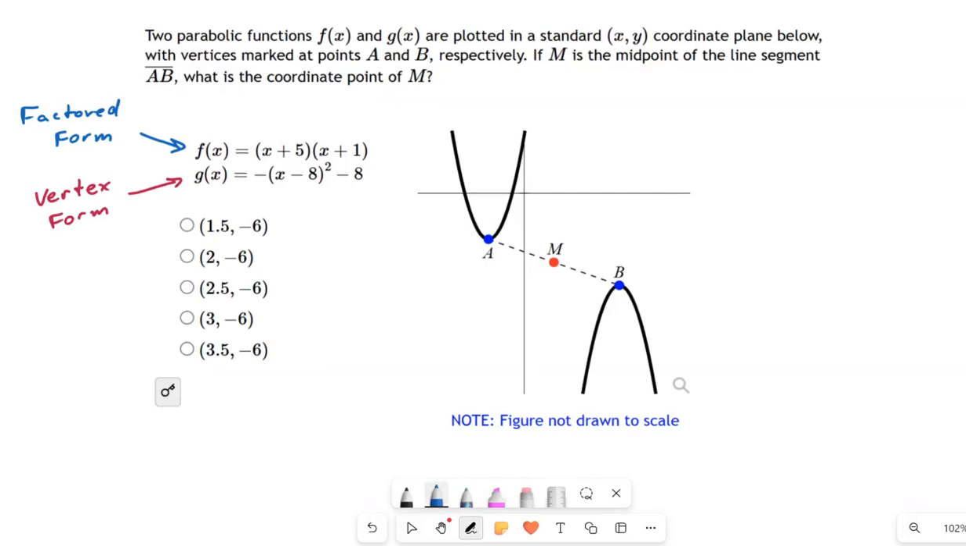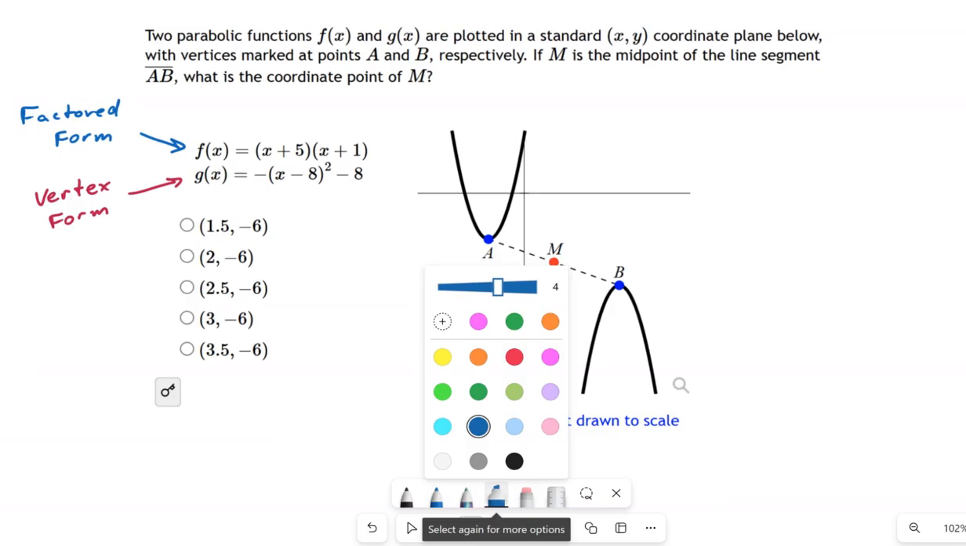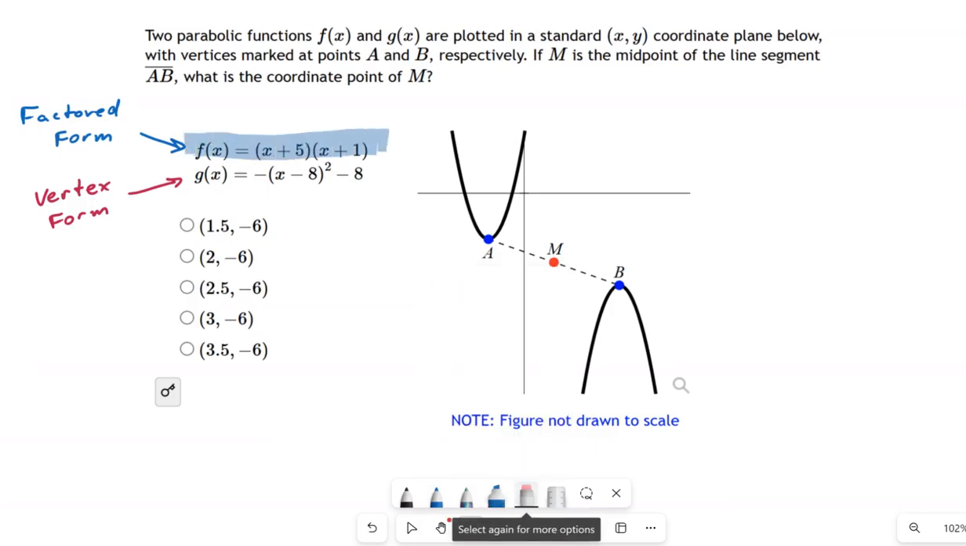This problem looks busy, right? There's a lot of stuff going on. But if you take a closer look, you'll see the two equations we're given. One's in factored form, one's in vertex form, right? I've highlighted those over here. Here's your factored form equation, and right below it is the vertex form.